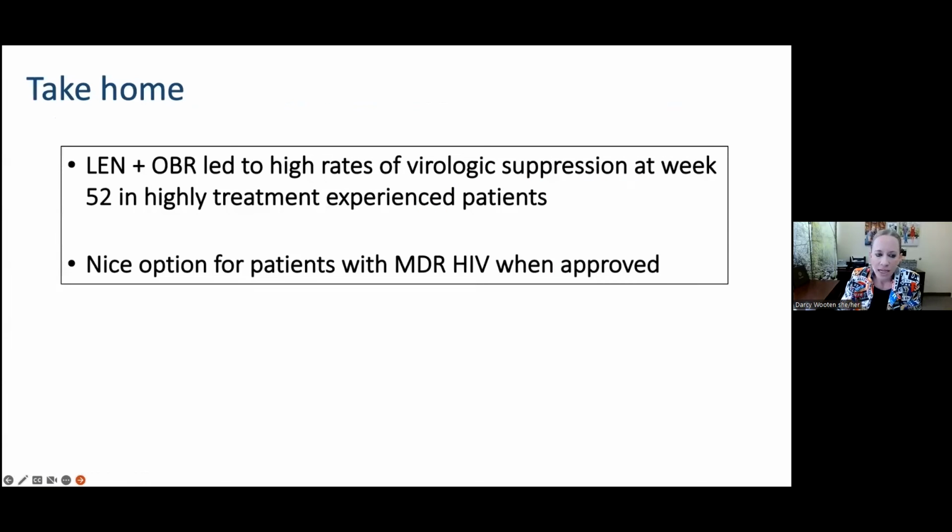So take home, lenacapavir sub-Q every 6 months plus an optimized background regimen resulted in high rates of virologic suppression in this challenging to treat patient population. So it'll be a nice option once approved for patients with a lot of resistance.